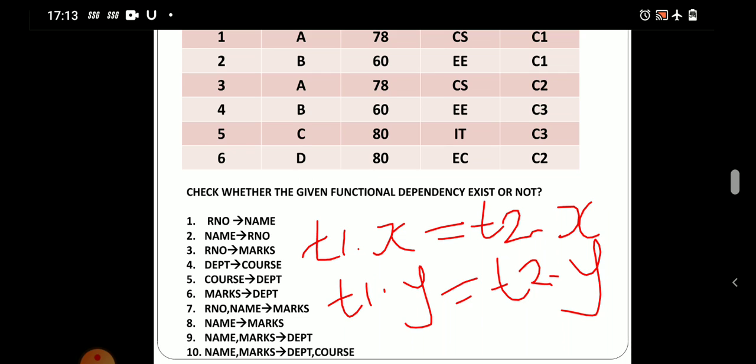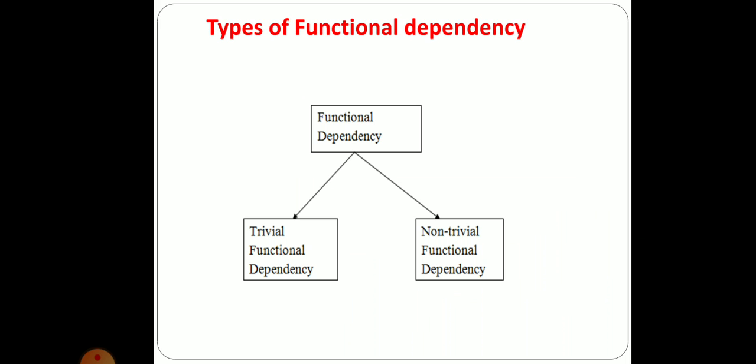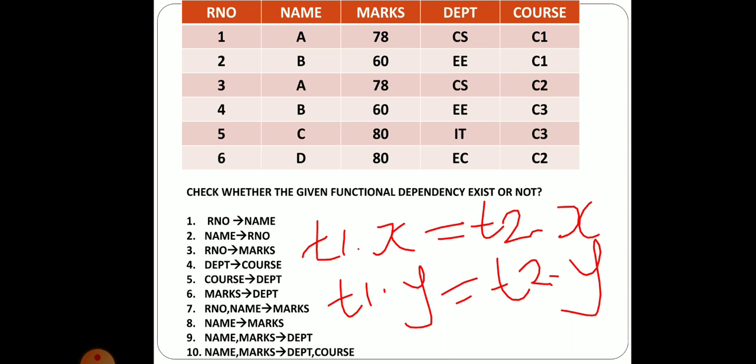Now check for the third one. Now we have to consider roll number to marks, means with the help of roll number we can access the marks or not. Now in this condition you can pause this video and identify in the given relationship whether the functional dependency is existing or not. Okay, check by yourself. Now I am discussing the third relationship.